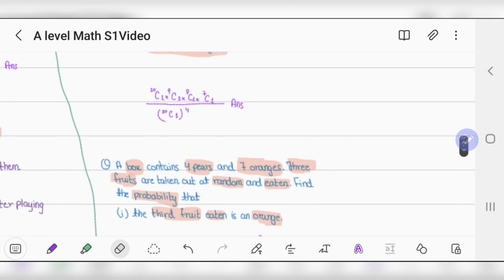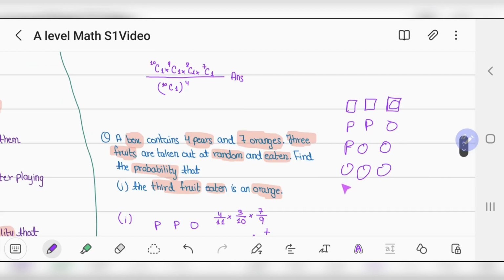We have another question. A box contains 4 pears and 7 oranges. 3 fruits are taken out at random and eaten. Find the probability that the third fruit eaten is an orange. Okay. We got 3 fruits taken out at random. The third fruit eaten should be an orange. So it could be pear, pear, orange, or it could be orange, orange, orange, or it could be in this way: O, P, and O.